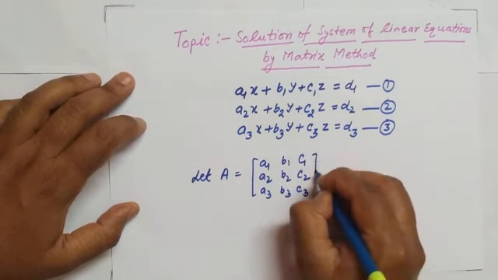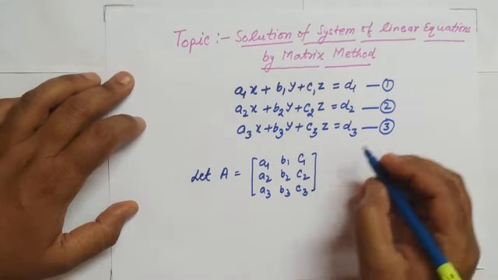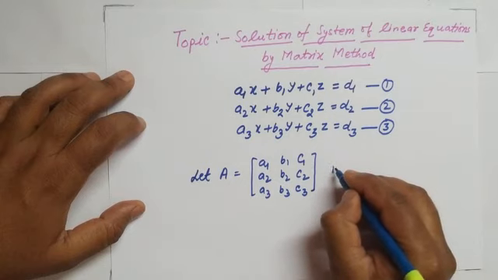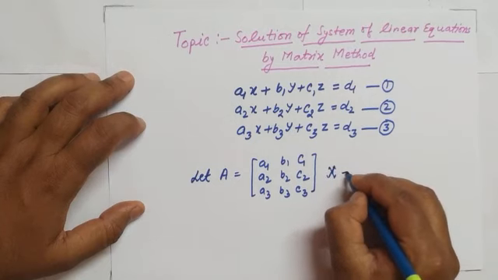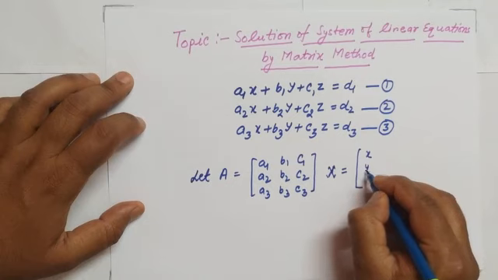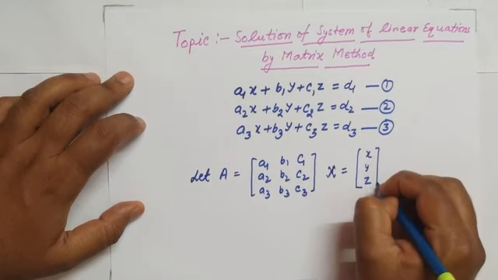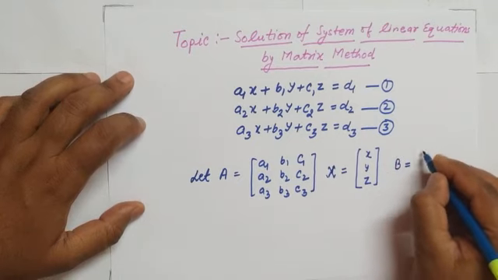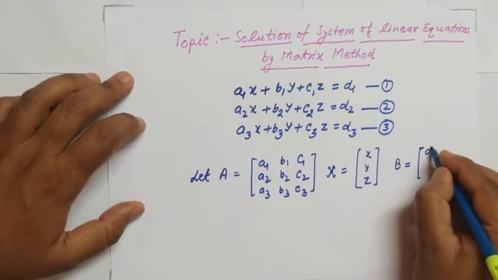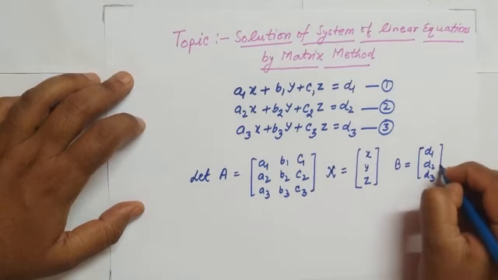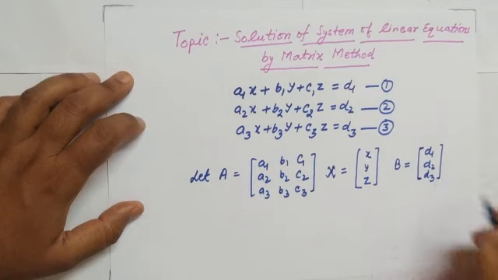Now this is a matrix. We are taking the coefficients of x, y and z. Now take another matrix, let it be X. This is the matrix of variables x, y, z. And the third one we take as B. This is D1, D2, D3. There are three matrices A, X and B.